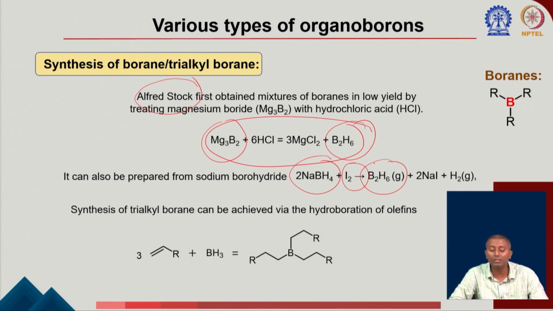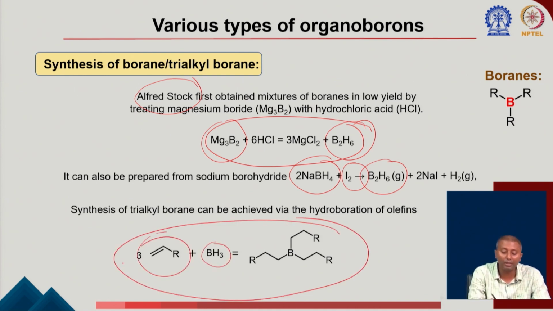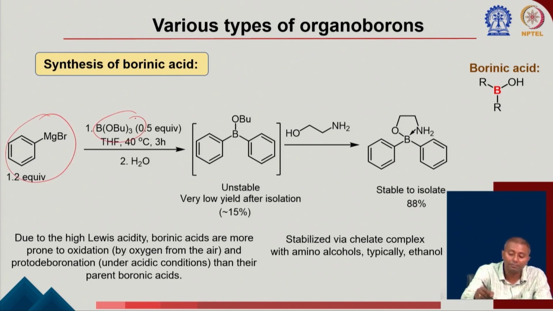So this is about the borane, and then the synthesis of the trialkyl boron can be done through hydroboration. If you take a borane and add it to an olefin, it will react. We are going to come back to the reaction in detail, talking about the mechanism. Here there is a hydroboration happening between the alkene and the borane to form successively. There will be 3 equivalents of the olefin consumed to form this trialkyl boron. Then the synthesis of the boronic acid. The boronic acid can be synthesized once you treat a Grignard reagent with a trialkoxy boron.